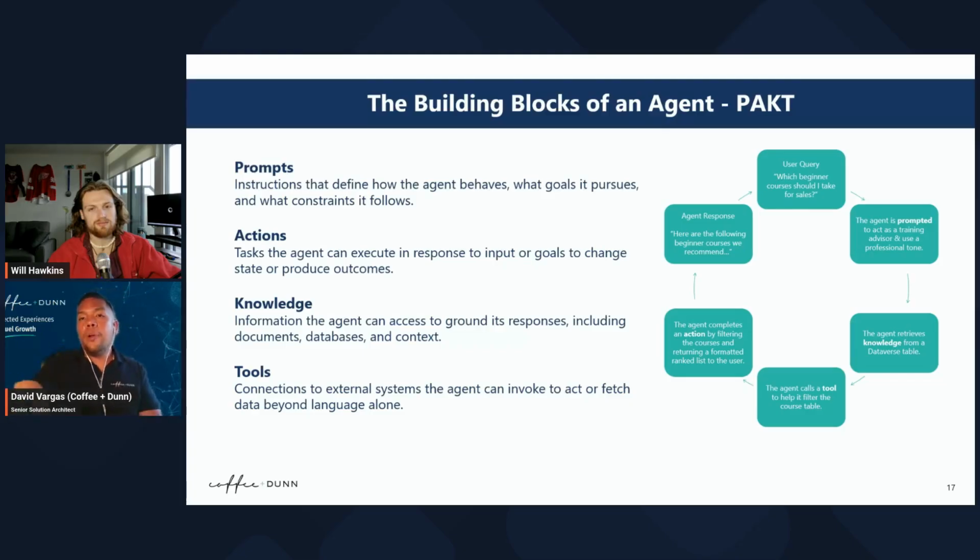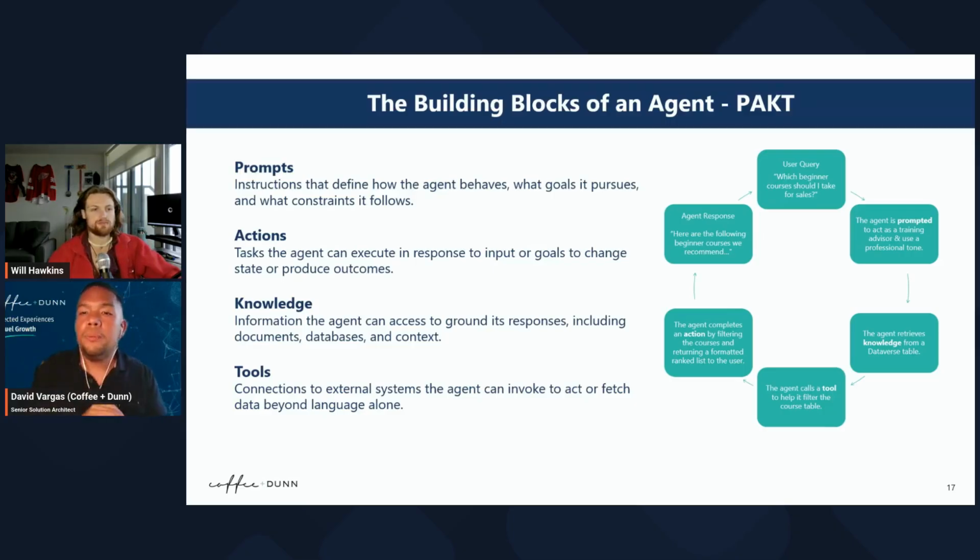And I have a graphic here of a common interaction that utilizes all four of these. They don't all happen in a particular order. We have it listed like that, but I think they all have varying degrees of importance in an interaction. Somebody might ask, which beginner courses should I take for sales, right? The agent, even before all of this, is already prompted to act as a training advisor, so it's going to use a professional tone and provide things very cleanly. The agent then retrieves knowledge from a Dataverse table, the course table.